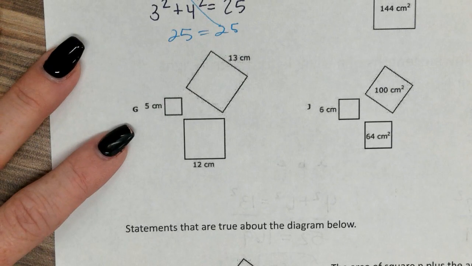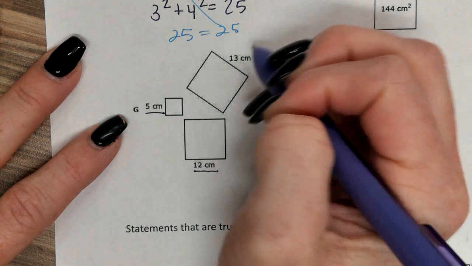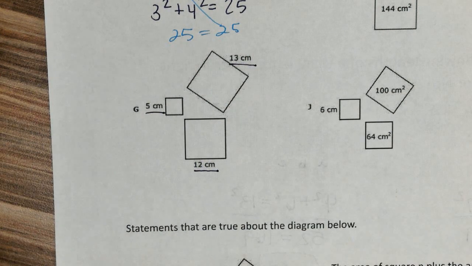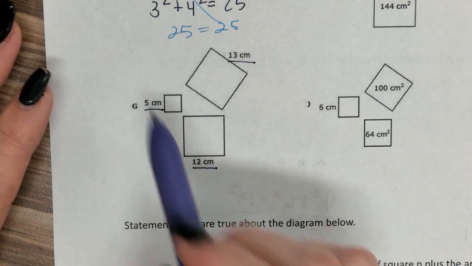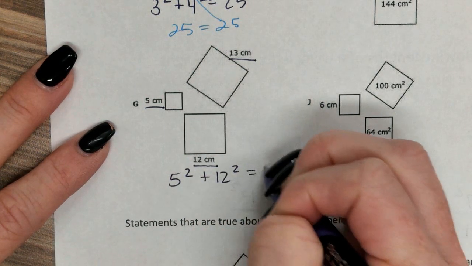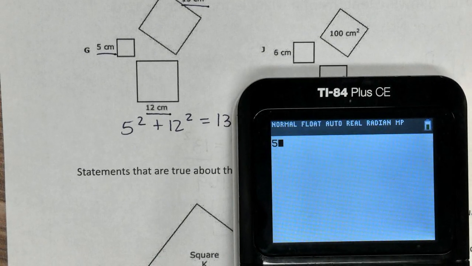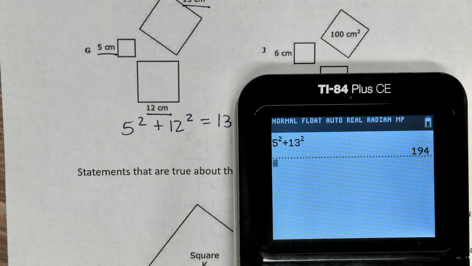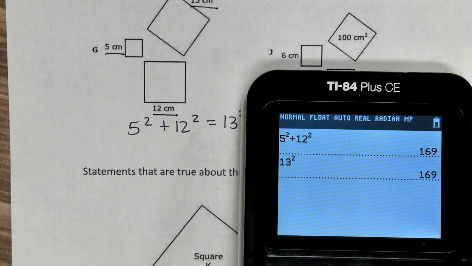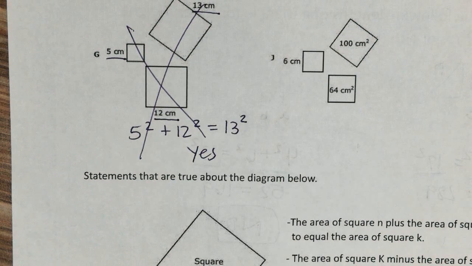All right, let's look at G. Now look at all their answers right down here. 5 centimeters, 12 centimeters, 13 centimeters. Are any of those already squared? So I have to square all of these. So which one would be the C? 13. So I would say is 5 squared plus 12 squared equal to 13 squared. So I got to go test it out. 5 squared plus 12 squared. 13 squared. Are those equal? Yes. But I'm looking for the one that is not.